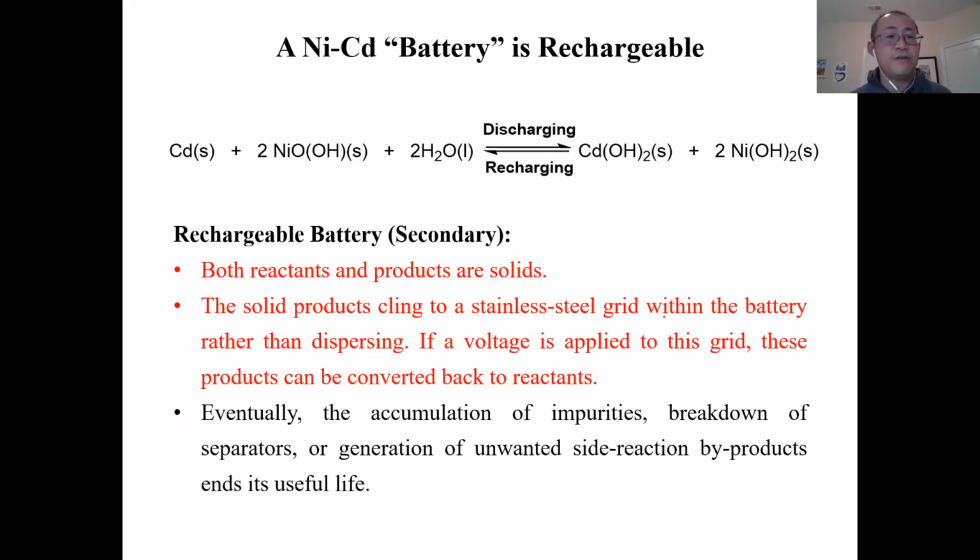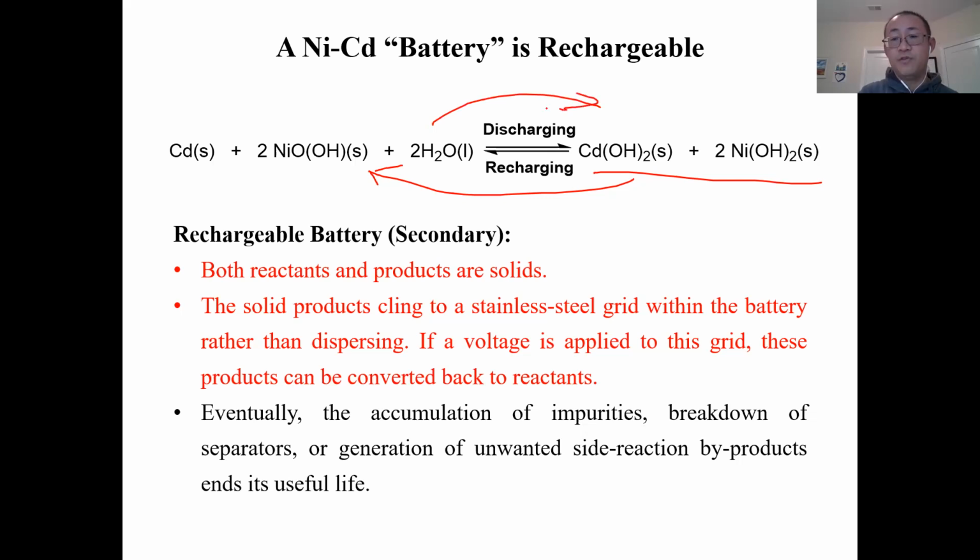Okay, next is a few words about a rechargeable battery. Like we mentioned earlier, the nickel cadmium battery cell is rechargeable. That means if you apply electricity to the cell, the products for the nickel cadmium battery will turn back to the reactants. Okay, that's what we call the recharging process. And the same, if cadmium loses electrons, transferring electrons, that is called the discharging process. So the reaction is basically what? Reversible.